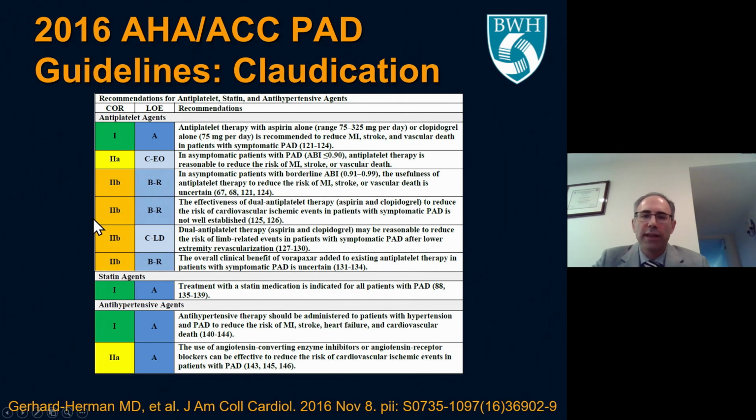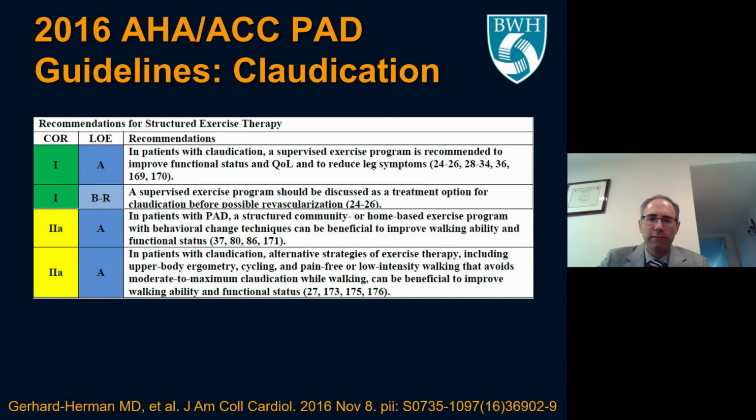Well, antiplatelet therapy gets a class 1 indication to reduce MI and stroke and cardiovascular death. Certainly, if patients are asymptomatic, it's a little bit of a weaker recommendation, but we still push the antiplatelet therapy. Statins are key. And then treating hypertension, also very important. What you treat them with really depends on what they're going to tolerate and their other comorbidities. One sub-analysis of the HOPE trial suggested that ACE inhibitors may have some effect on claudication. And that would be ramipril specifically.